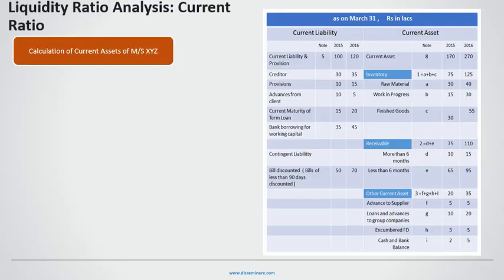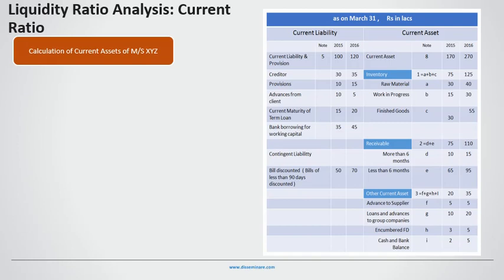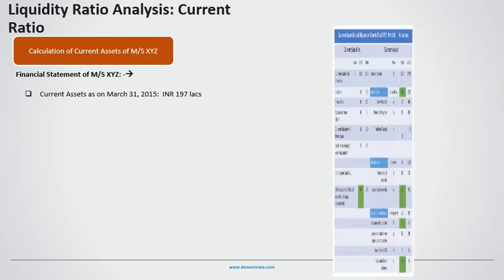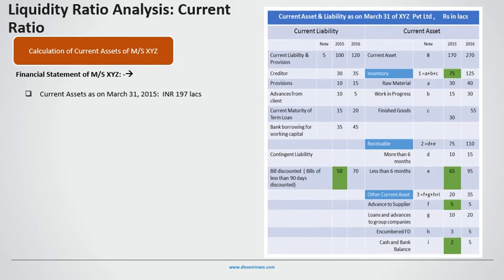We shall look at the calculation of current assets for the purpose of calculating current ratio with the help of an example. The financial statement is shown in the exhibit, the balance sheet of MS XYZ Limited as on 31st of March, 2015 and 2016. Please note the following. Inventory equals 75 lakhs. Receivables of less than 6 months equals 65 lakhs.